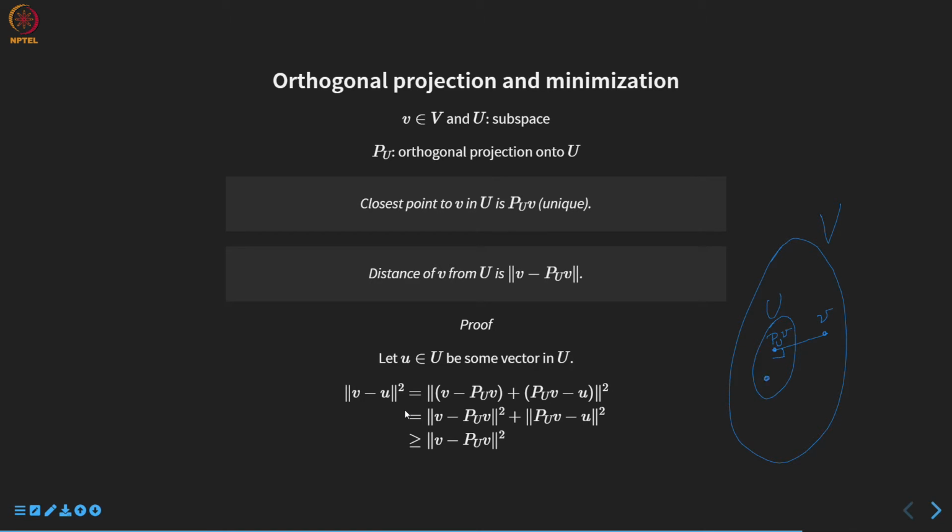The proof involves taking another point U in U, okay, and then looking at this distance. If I can show the distance between U and V is always greater than or equal to the distance between PUV and V, I'm done, isn't it? So PUV is another point in U, V is a point outside of U, and if you take any other point U in the subspace capital U and you show the distance between U and V is greater than or equal to the distance to PUV, for U being an arbitrary point, then PUV is the smallest, and you're done, okay.